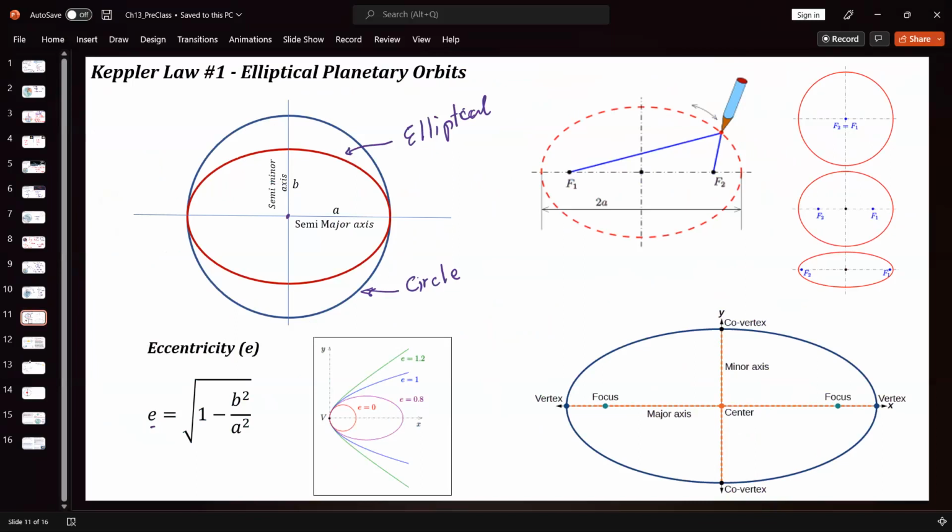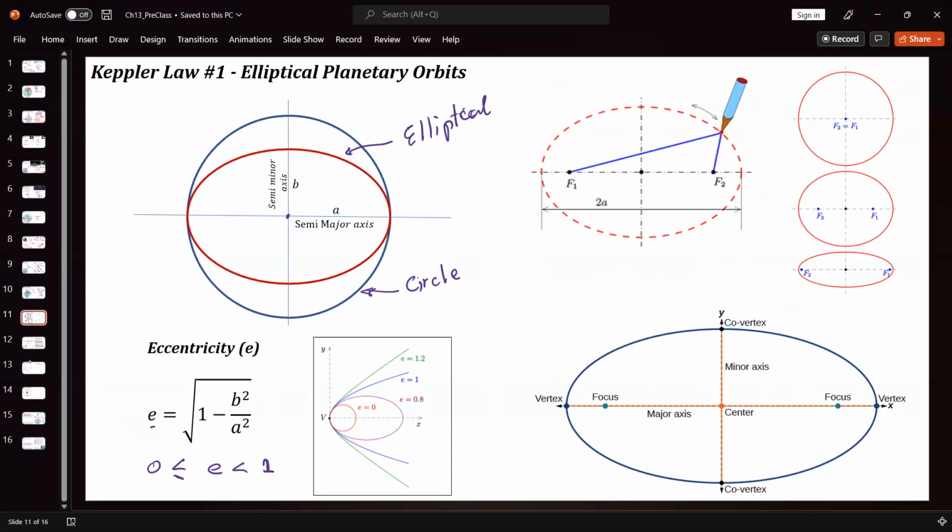So e is usually between 0 and 1 for all these bound orbits. Bound orbit means the orbital energy is negative, which is automatically bound to the center of that orbit, right? So in such a scenario, e is between 0 and 1 for all the bound orbits. Depending on that parameter, we can understand whether the ellipse is very distorted or very close to a circular orbit.